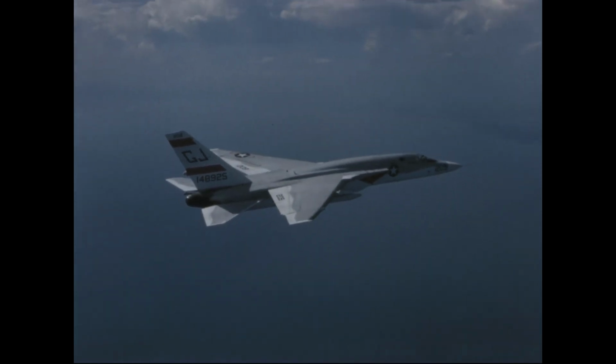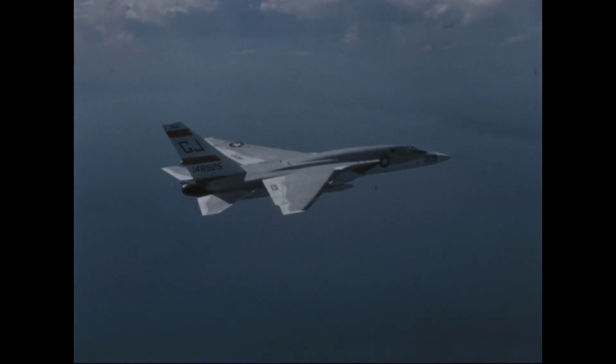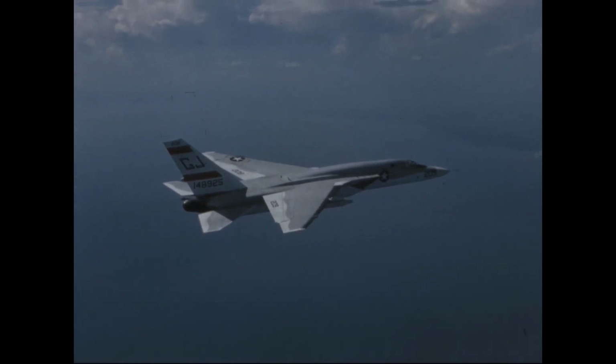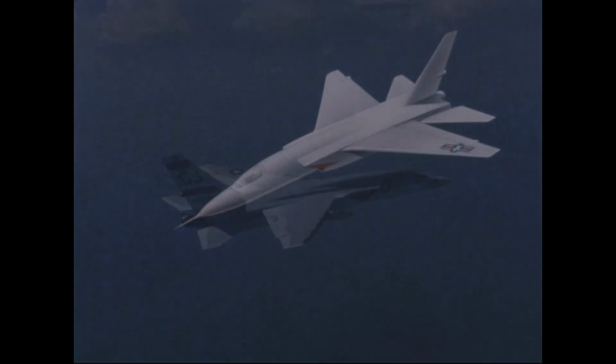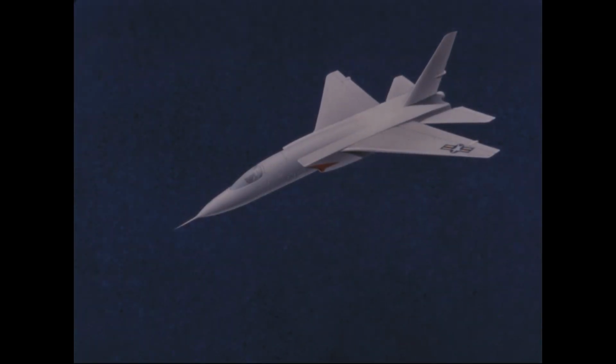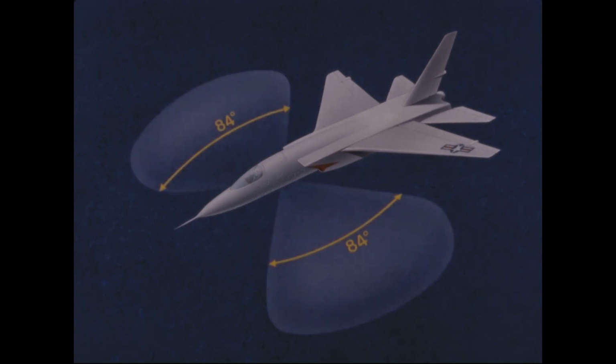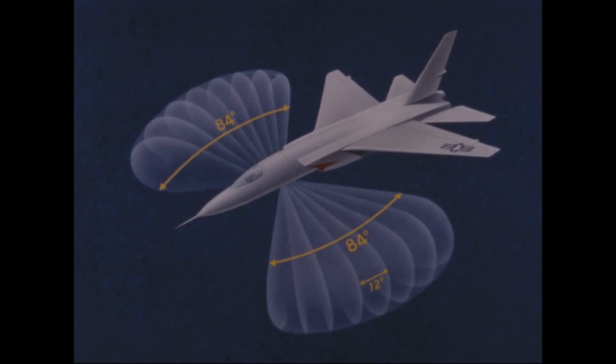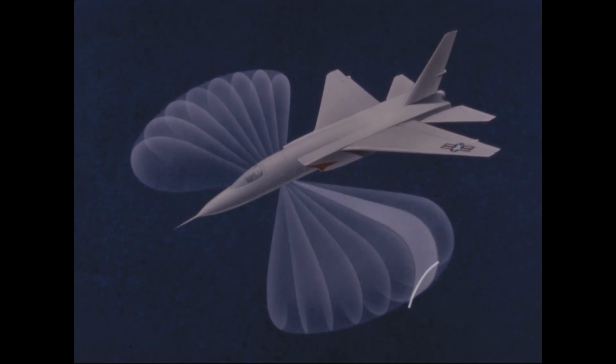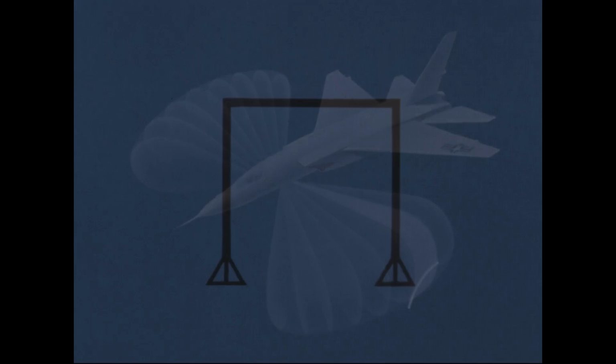Now we'll trace in detail how a single pulse from an enemy emitter is put on tape by the system. The system's antennas give an 84-degree coverage on either side of the aircraft. The coverage is divided into seven 12-degree sectors, which provide the basis for determining the direction of arrival of a signal. Now we'll follow a single pulse diagrammatically.